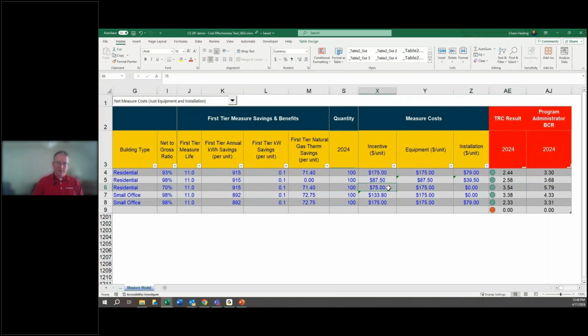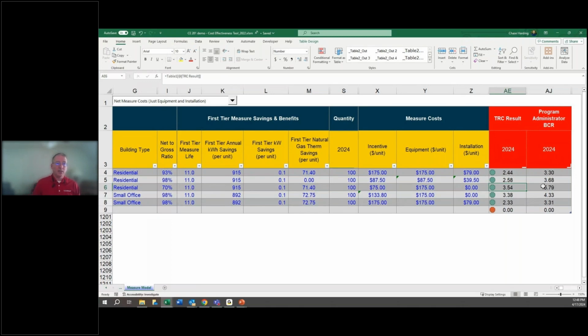So I said this is a live demonstration. If I change this incentive number and I go ahead and pay for the whole cost of the unit, but I don't have to bear the burden of the cost of installation, my TRC is 3.5, where if I do have the cost of installation, it's 2.4. If I only pay the $75 rebate, but still don't pay for the installation, the TRC number didn't change. The incentive is not a cost or a benefit. It doesn't appear in the TRC calculation.